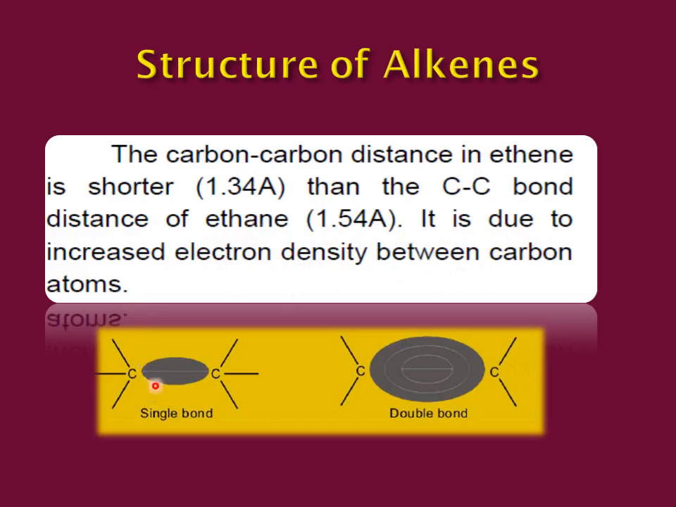This is a single bond of ethane, which has all saturated sigma bonds. The bond length between this carbon and this carbon is 1.54, whereas that of ethene making a double bond is 1.34. And the reason for the decreased bond length is the increased electronic density between the two carbon atoms. The nuclei will apply a greater inward pull, therefore reducing the bond length.